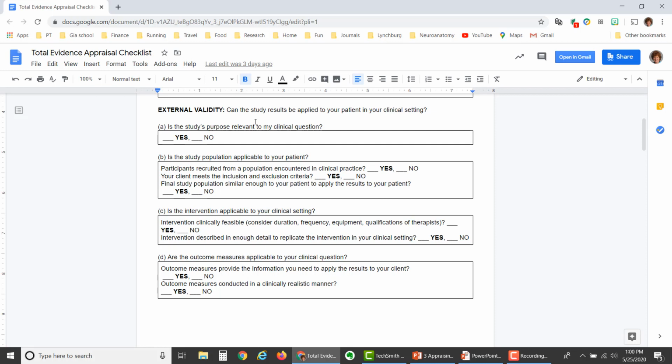To examine the article's external validity, you're going to go through and answer these questions that are listed right here. There's one thing for external validity we're going to talk about in a few slides, and that is, does my patient meet the inclusion and exclusion criteria? You don't know what that is yet, but you will in a few slides. But everything else that's listed here, I think you can understand without too much trouble.